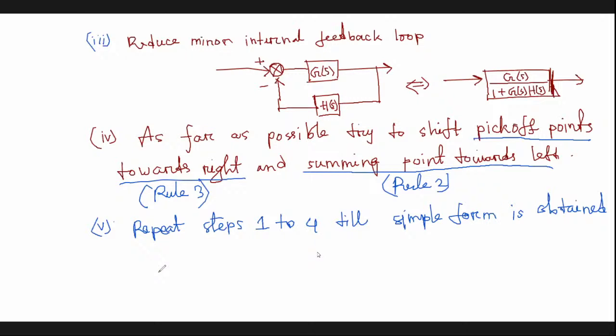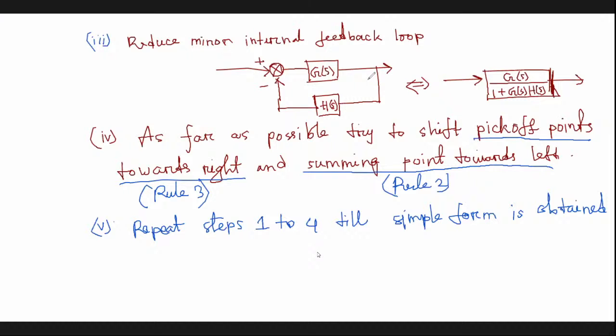Repeat steps 1 to 4 till a simple form is obtained. What are those steps? Anyone? Reduce blocks connected in series. Reduce blocks in parallel. Number 3, reduce minor internal feedback loops.